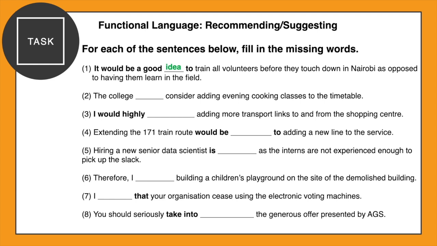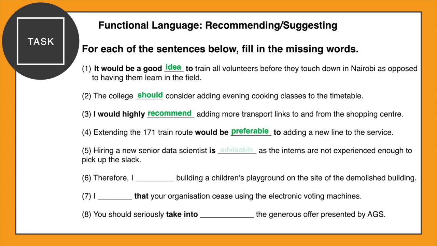It would be a good idea to train all the volunteers before they touch down in Nairobi, as opposed to having them learn in the field. Number 2. The college should consider adding evening cooking classes to the timetable. Number 3. I would highly recommend adding more transport links to and from the shopping centre. Number 4. Extending the 171 train route would be preferable to adding a new line to the service.